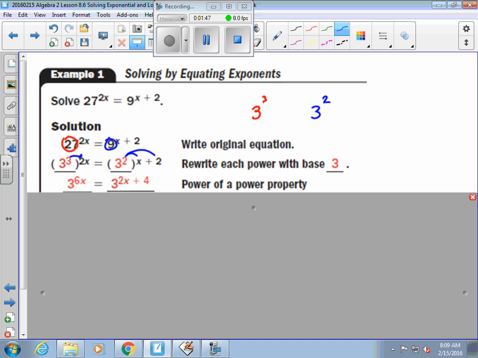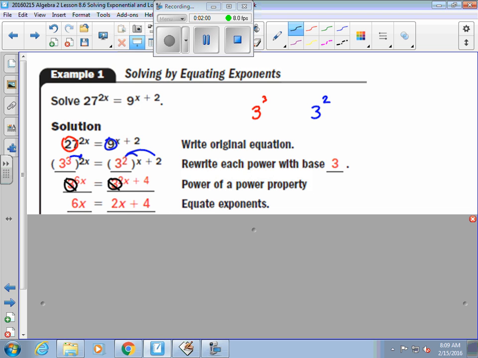So now you have the same bases, and this is what I was saying a second ago about eliminating them. Since this is 3 and this is 3, that's what we were trying to do. We were trying to make them the same. We could eliminate them and cancel them out. Once you cancel them out, or you equate the exponents, now you have a simple algebra 1 equation that has variables on both sides. You have 6x is equal to 2x plus 4.